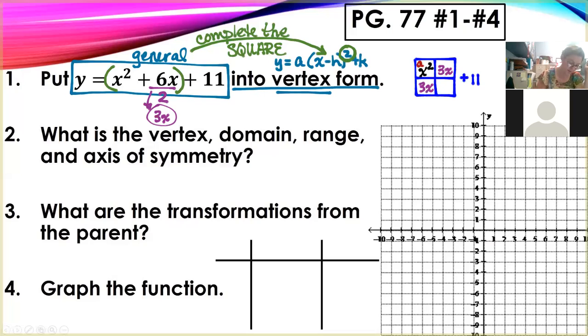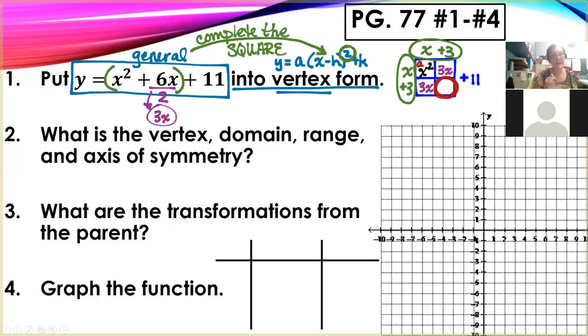So let's figure out how big the sides of my square are. What's going to go on the outside as I figure out how big my square is? X plus 3, thank you. X plus 3 and x plus 3. They have to be the same or else it's not a square. Absolutely correct. This is why it's called completing the square, because right now I have this empty spot here.